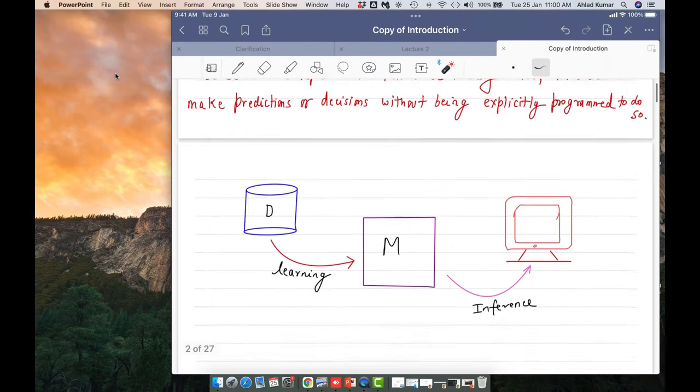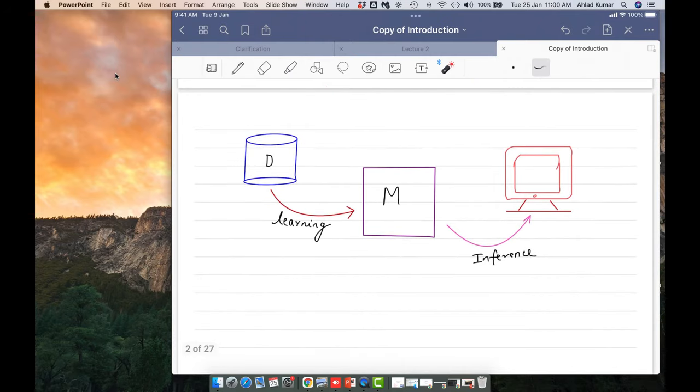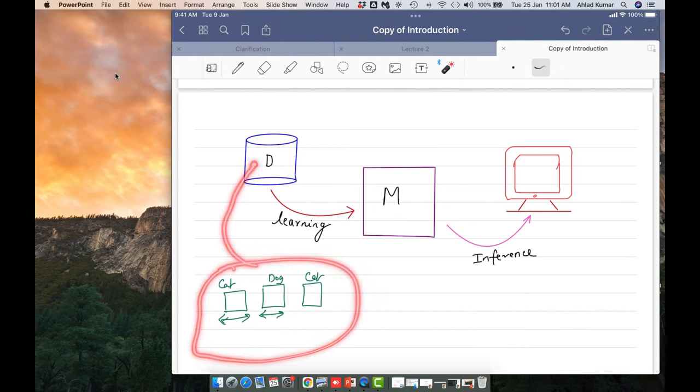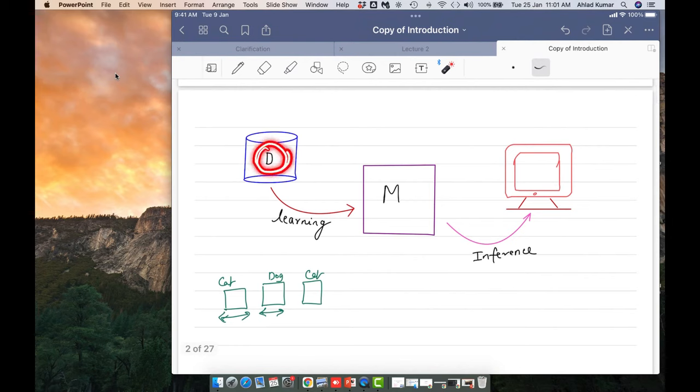Okay. No, sir. So this is just a small diagram for that. Here we have training data, which I am denoting by a bucket. We have a lot of data inside this training data. Let us say we have images, for example cats and dogs. We have multiple images of cats and multiple images of dogs. All these images will be inside this container, and we call this the data set D.